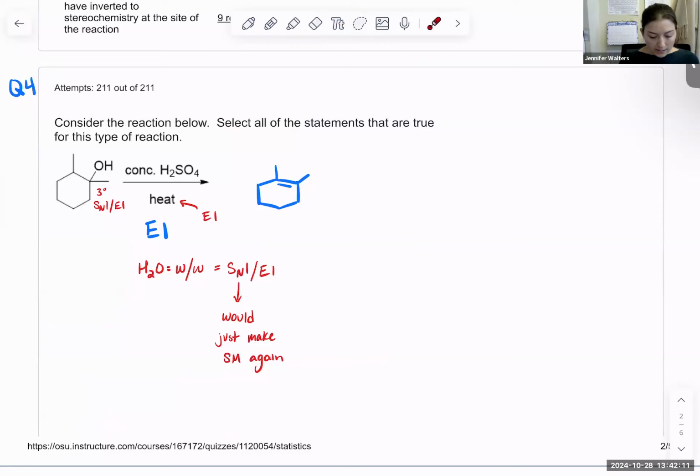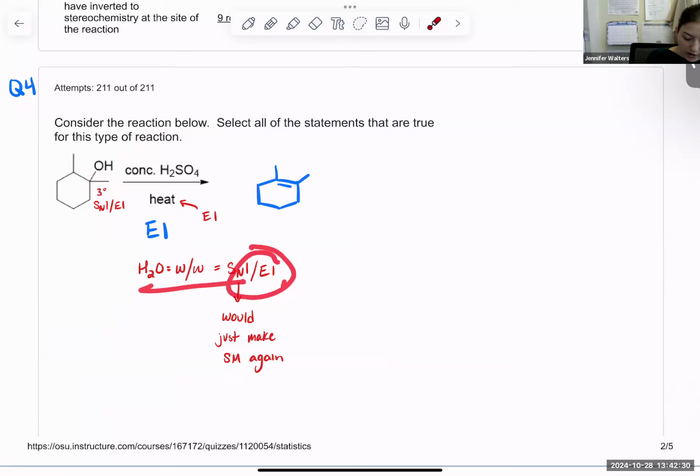Question 4. Consider the reaction below. Select all statements that are true for this type of reaction. We see that we're again doing that same reaction that we did above. So we're seeing a concentrated strong acid. We're going to protonate the alcohol. You're going to get a tertiary leaving group. So the water is weak, that's SN1 or E1. If it did SN1, you would just make your starting material again.